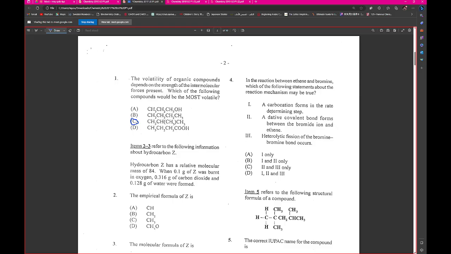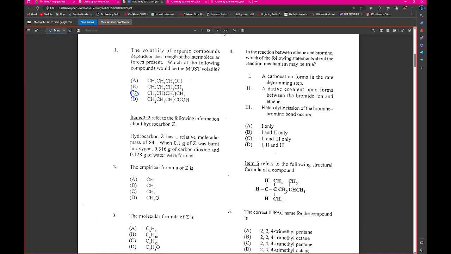Alright, and we looked at the graphs, like Raoult's law and stuff like that, and we'll understand how these molecules work based on molecular structure. Volatility works based on molecular structure.